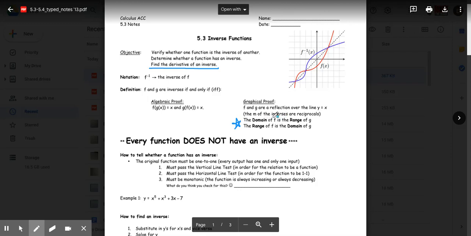So the domain of f, that would be the x values, would be the range of g, which is the y values, and vice versa. So if you have the point like (1, 2) on a function, its inverse would have the point (2, 1).